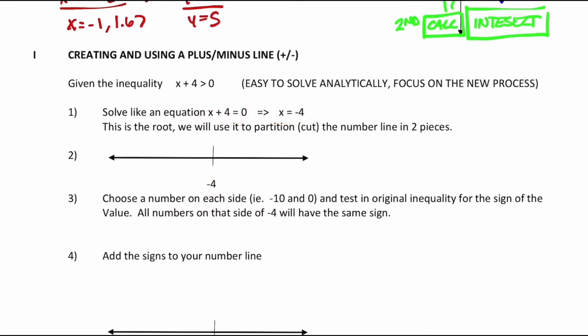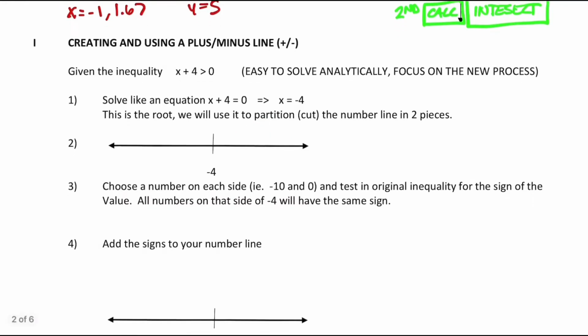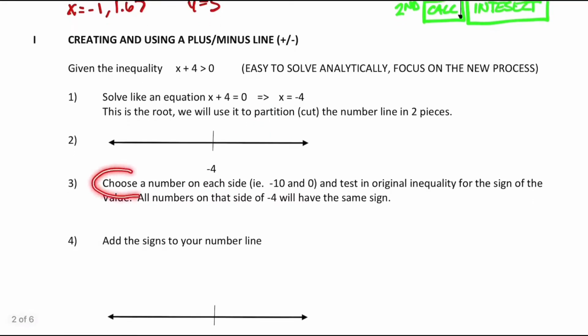So now we need to determine, well, is this part of the number line positive or negative? And how about this one, positive or negative? How do we do that? Well, we do this right here. You choose a number on each side. For example, -10 and 0, right? Easy numbers to substitute into the other function. And then you test in the original inequality and determine the sign, positive or negative. So over here, I'm going to pick -10, and over here I'll pick 0. Because -10 is less than -4, and 0 is greater than -4.